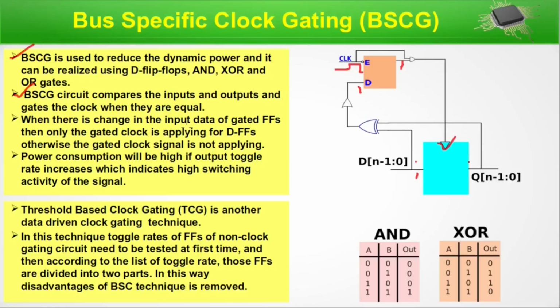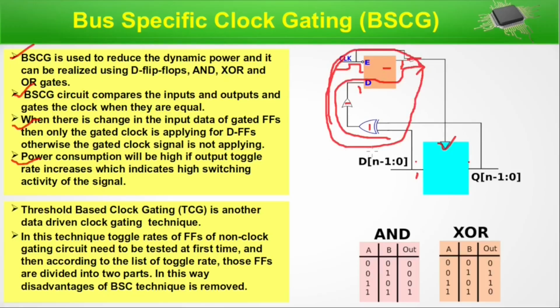So only when there is a change in the input data of the gated flip-flops is the gated clock applied to the flip-flop. Otherwise, the gated clock signal is not applied. Power consumption will be high if the output toggle rate increases, which indicates high switching activity of the signal. If the toggling rate is very high, like 1010, high frequency, whenever data is changing at a very high frequency, every part of this circuit will be used, this big circuit here.